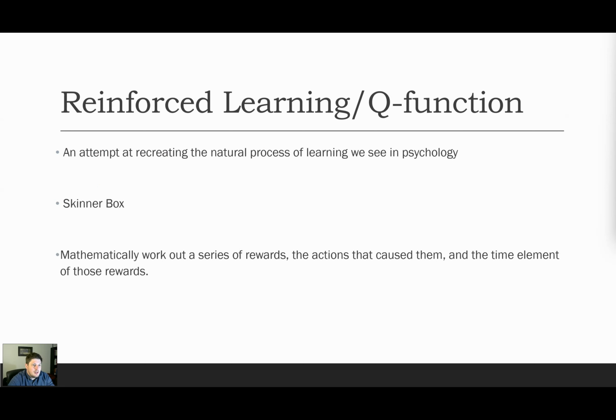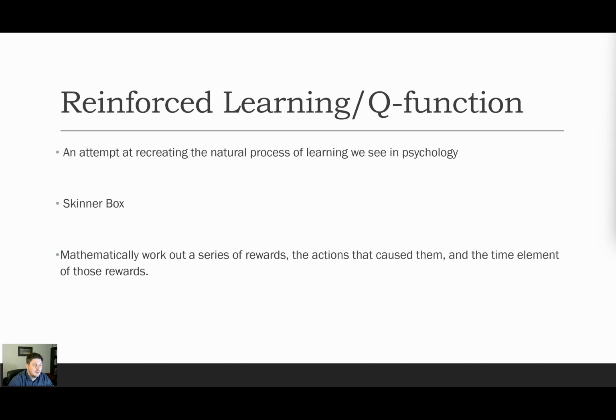So what is reinforcement learning, and specifically the Q function? It's an attempt to recreate the natural process of learning that we see in psychology with animals or humans. Everybody always remembers Pavlov with his dogs: if you ring a bell, the dog salivates. That's called classical conditioning, which is not actually what we're trying to create here. Instead, what we're trying to do is what's called operant conditioning, or recreating the environment of a Skinner box, which is not as terrible as it sounds.